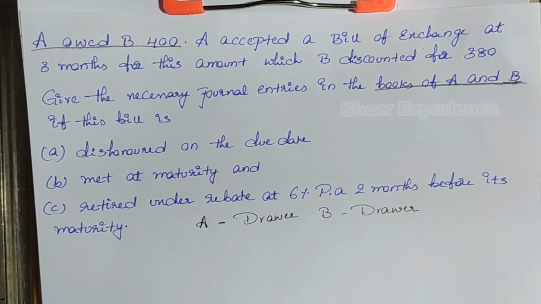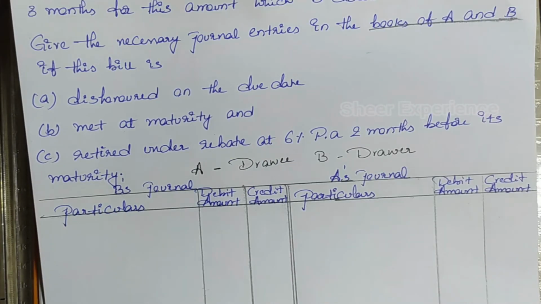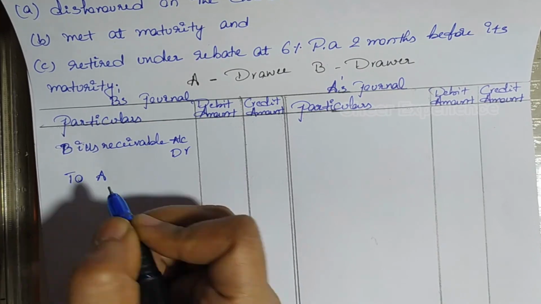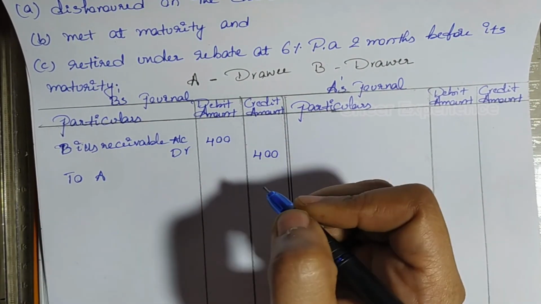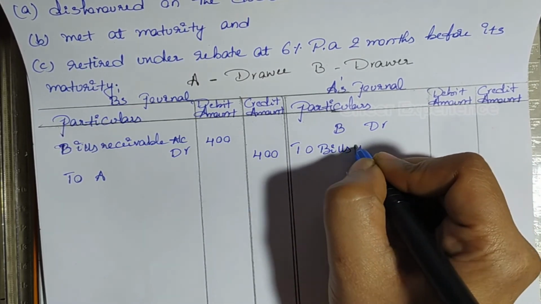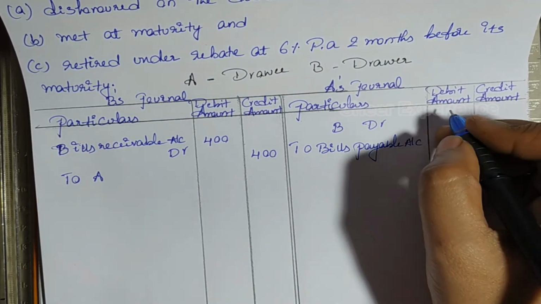Our first entry is the acceptance entry. In drawer's books, that is B's book, bills receivable account debtor to A. Amount is 400. In drawee's books, that is in A's book, the entry is B debtor to bills payable account.